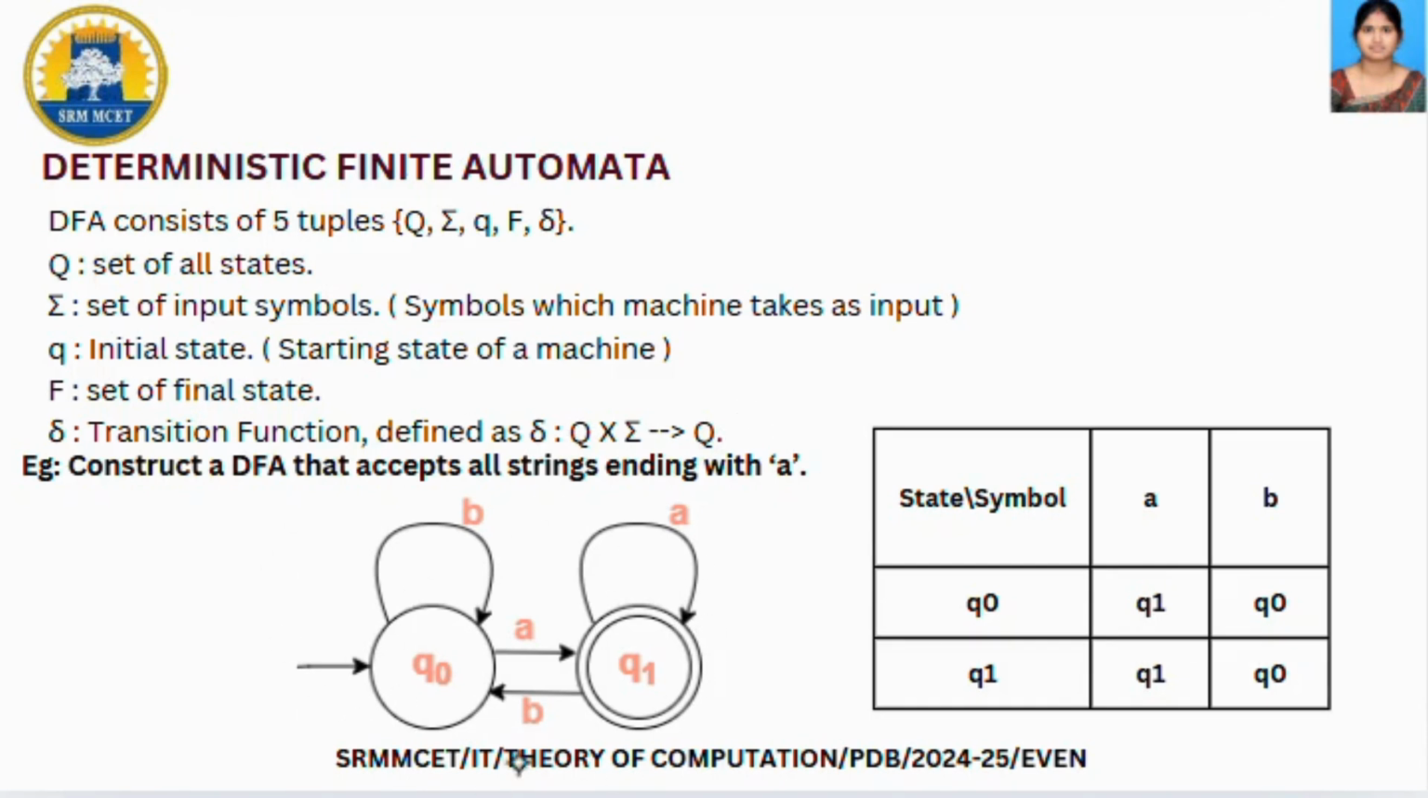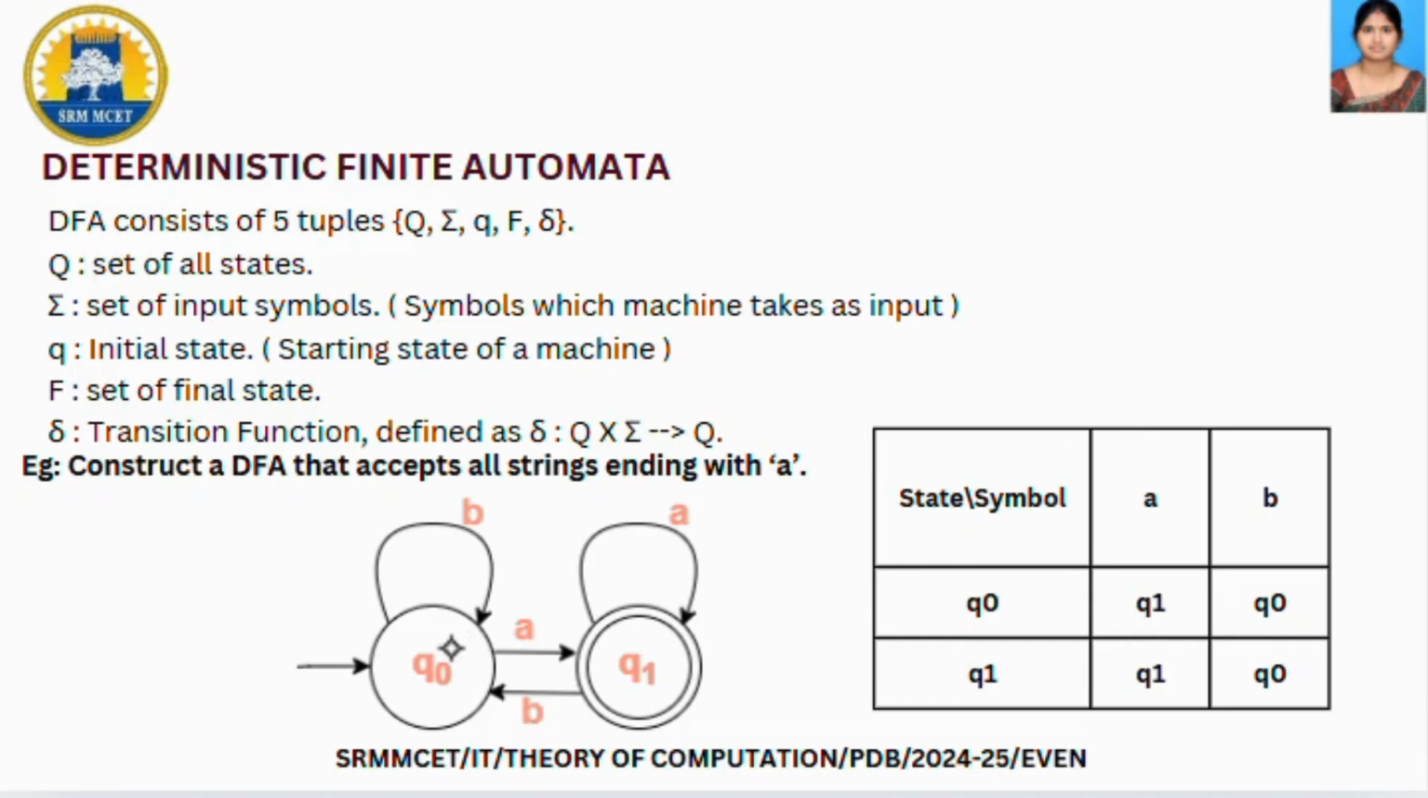Here we have given an example to construct a DFA that accepts all strings ending with A. Here we have mentioned this with a self loop. All the strings accepted by the DFA should end with A, so our final state is reached with the A input. Here we have drawn the diagram for the given example, and we have represented it with the transition table.